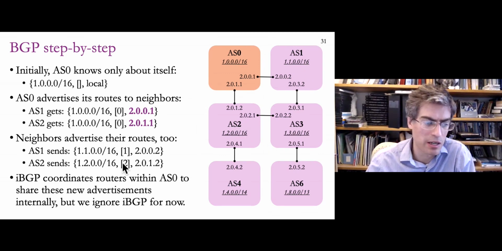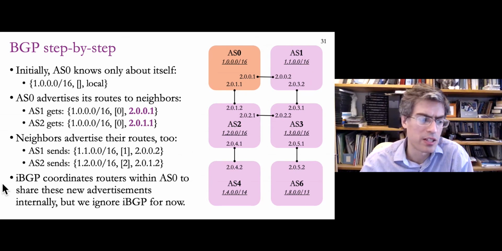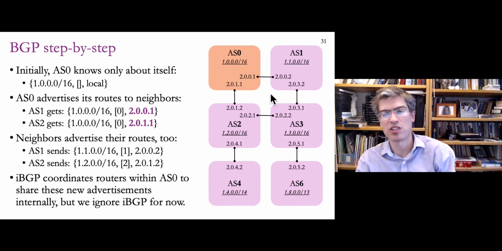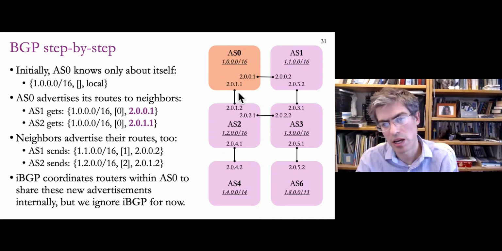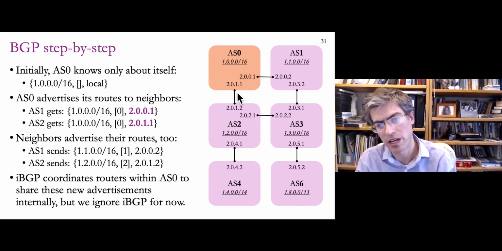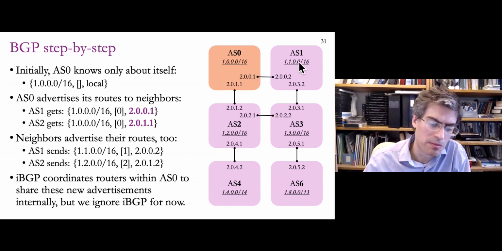Okay, so you can see that here. And notice that when an advertisement arrives, the interior BGP protocol, iBGP, which we haven't really discussed, has the main purpose of sharing information received at the borders internally. So for example, when AS2 does an advertisement to AS0, it'll be seen by this one router that gets it, but iBGP will share that information also with all the other routers, including this one here, so that all of them can make use of that information.